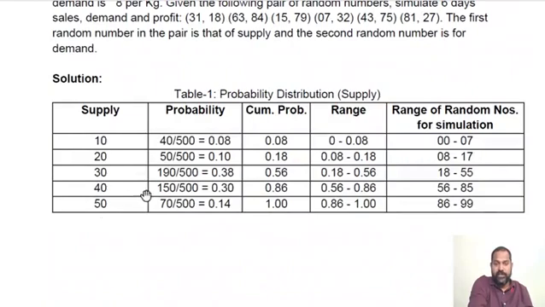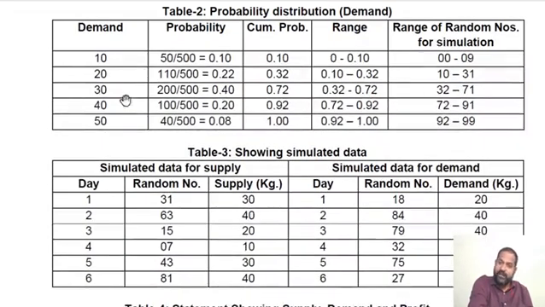Table number 1, changing number of days, which is frequency to probability, cumulative, range. Now this way of writing range is very stupid. Nobody does that. This is wrong. You skip this and directly write this. After doing that, the same for demand. Demand, probability, cumulative, range, done.